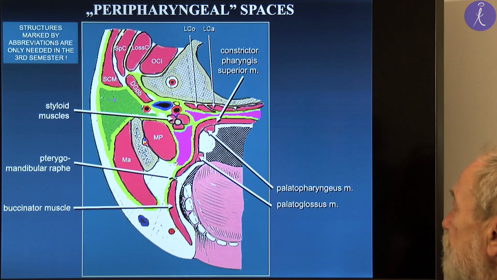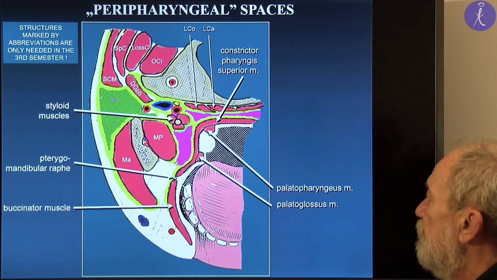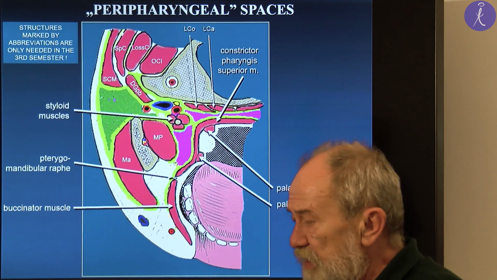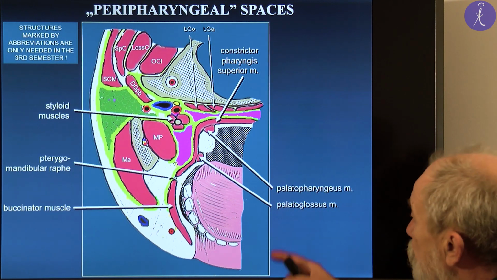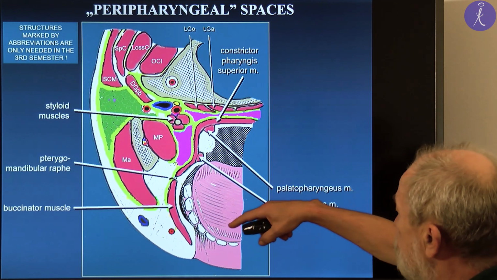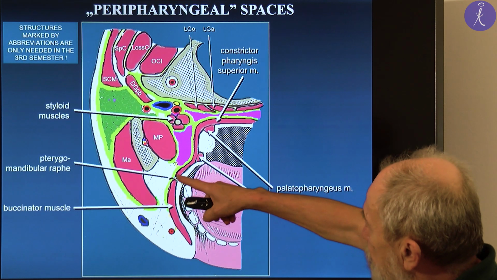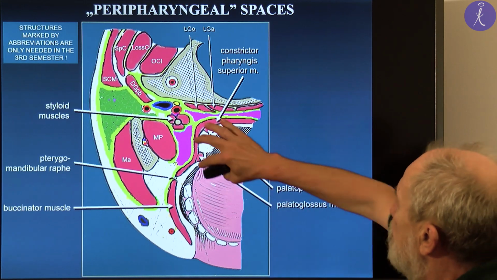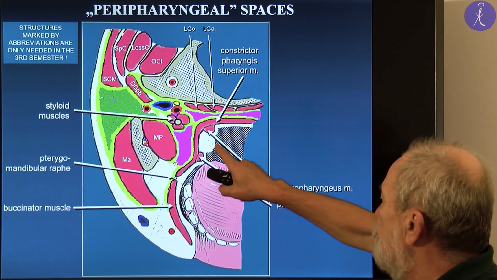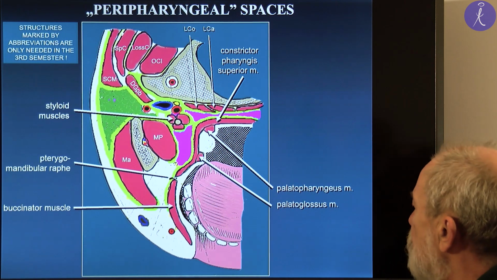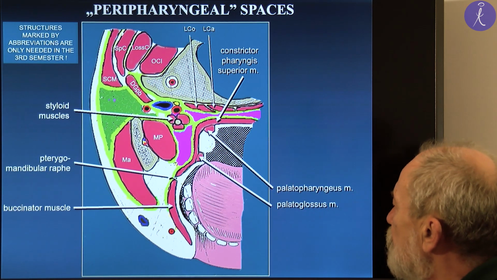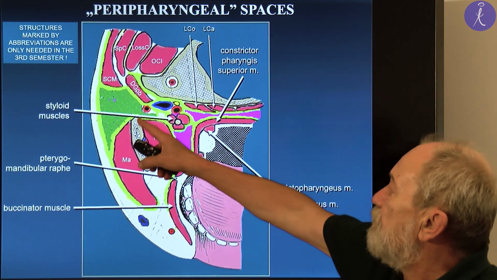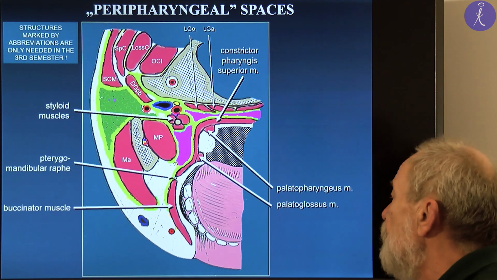Not every detail is important for this semester, especially don't bother with the structures indicated by abbreviations. What you already should recognize in this drawing: the lateral wall of the oral cavity, the buccinator muscle continues with the superior constrictor muscle. Inside the superior constrictor, inside the pharynx, there are the two arch-like muscles, the palatoglossus and palatopharyngeus muscles, covered by mucous membrane, of course. And here is the transected ramus of the mandible.